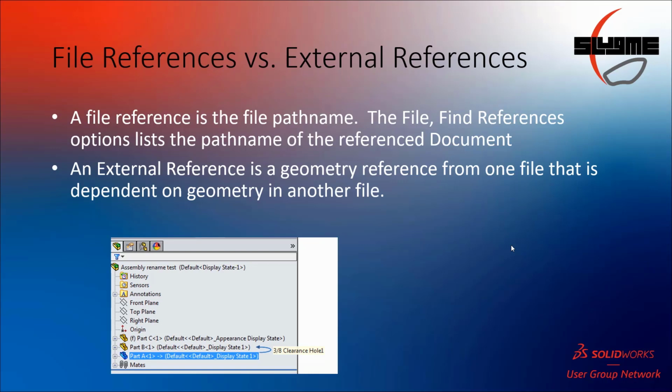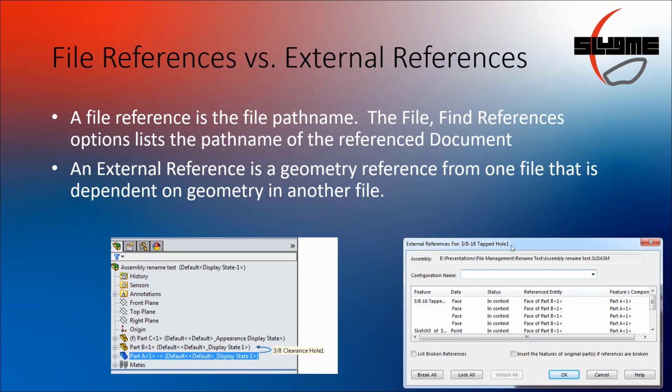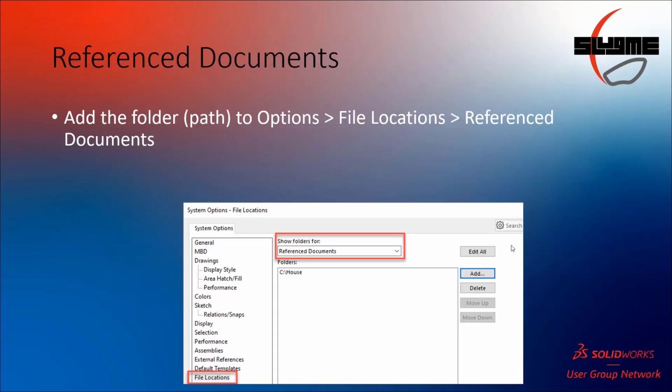So in this case, the hole in part A is dependent on the clearance hole in part B. And when you go into find references, it tells you this here. So it is a little different. That's about as deep as I'm going to go into external references, but we're trying to stick to file references. So, reference documents. We said we were going to go back to this.